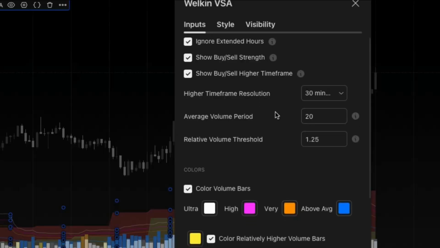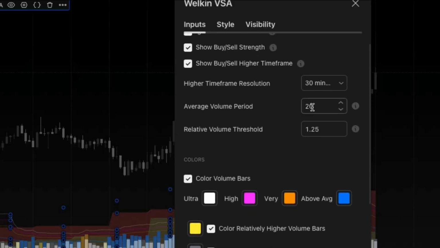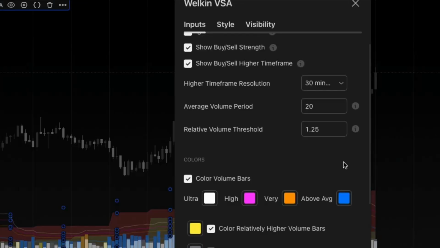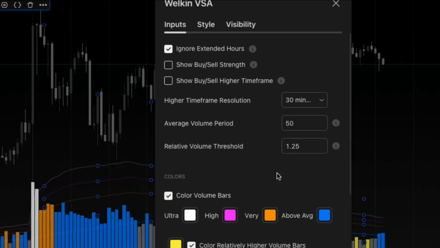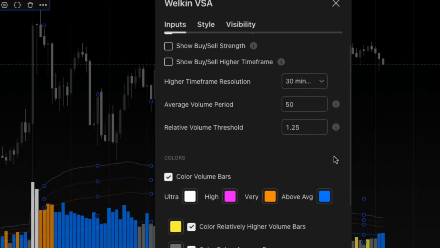The average volume period is set to 20 by default, which works perfectly for short-term timeframes like 3-minute or 5-minute charts. If you trade longer-term setups, you can increase it to 50 or even 100 to smooth out the data. Finally, the relative volume threshold is set to 1.25. This means if the volume on a candle is 1.25 times greater than the previous one, it will be highlighted in yellow, signaling potential momentum buildup.